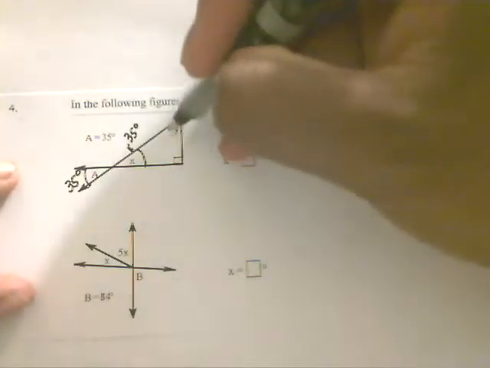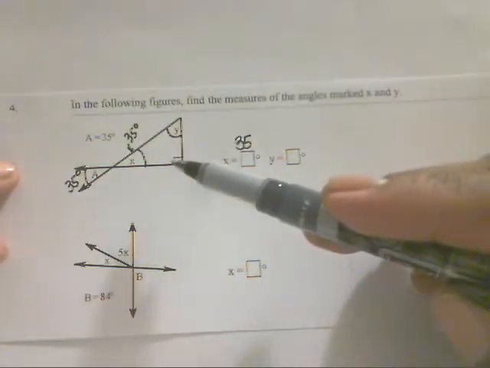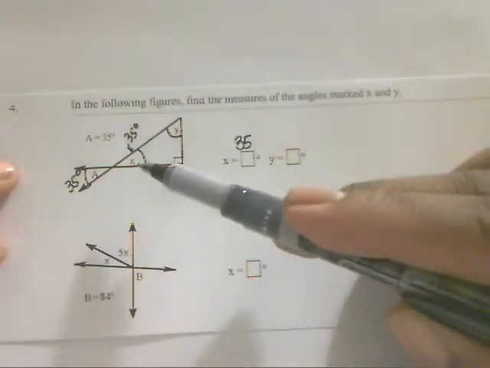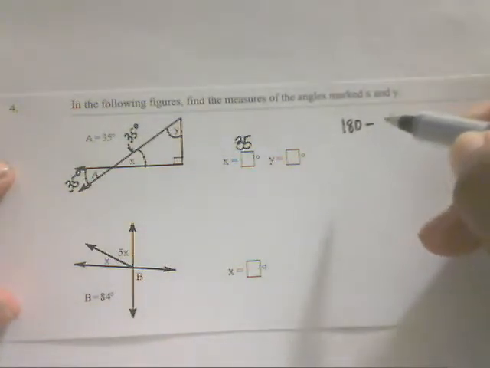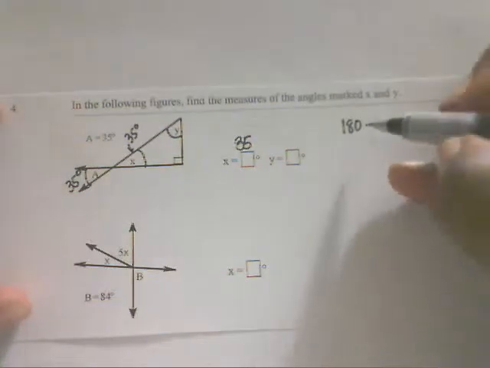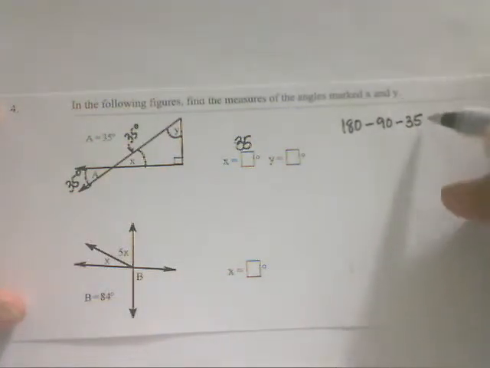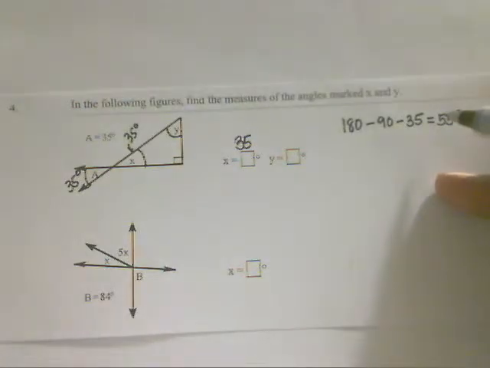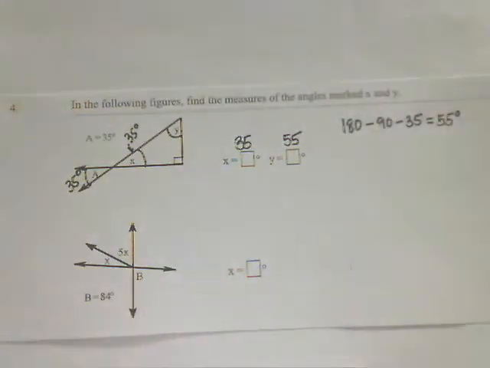And to find out what angle Y is, that's up here, I'm going to use the fact that the sum of all the angles in this triangle is 180 degrees. So we'll do 180 minus, that box tells me is a 90-degree angle, minus the other 35, and that's going to give me 55 degrees. So angle Y is 55 degrees.